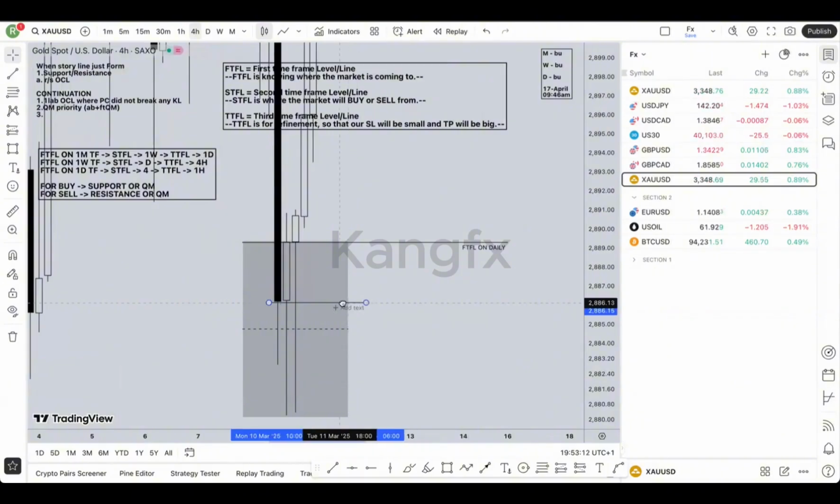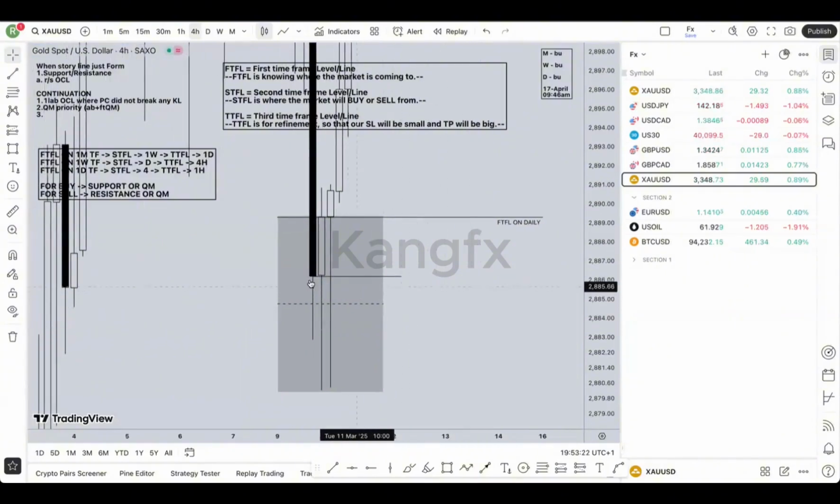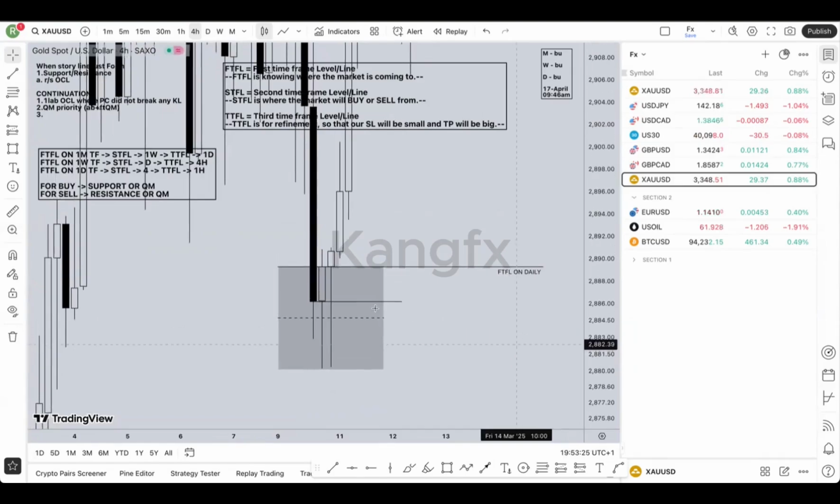But if the support or resistance is an apex, and the apex is fresh, then you can mark it. Like this one here, this support is fresh. I'm still going to mark it because this support is an apex. I mark it there.